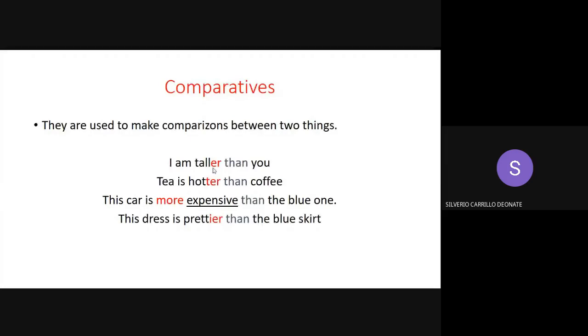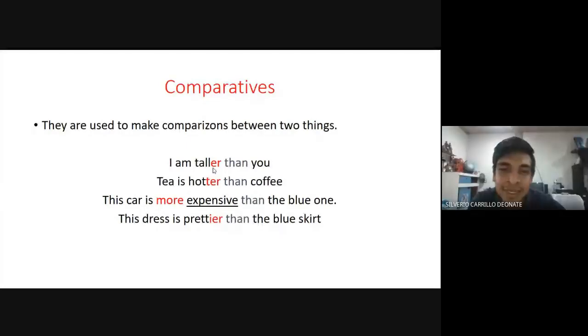The other example: This car is more expensive than the blue one. In this case, we're going to use literally the word more. And this is because of a rule. It says that when we have a three or more syllable adjective, we're going to add the word more, and the long adjective is going to remain the same. So we're not going to make any change on that part. That's why it says, this car is more expensive than the blue one.